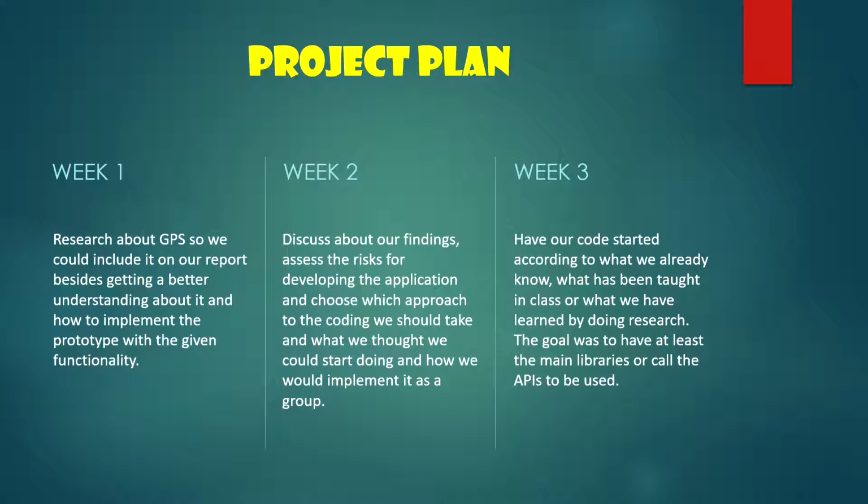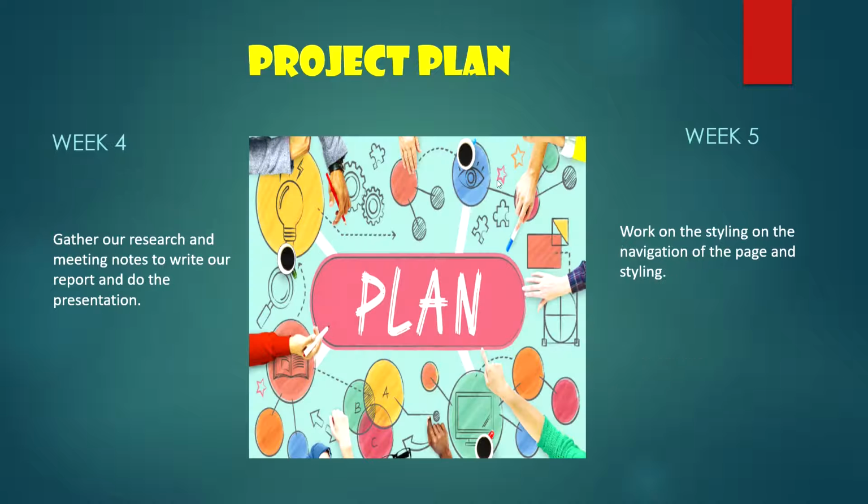Third week, have our code started according to what we already know, what has been taught in class, or what we have learned by doing research. The goal was to have at least the main libraries or calls to APIs to be used. Week 4, gather our research and take notes to write our report and to do the presentation. Week 5, we work on the styling and the navigation of the page.